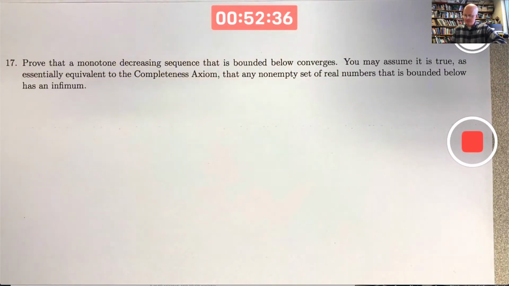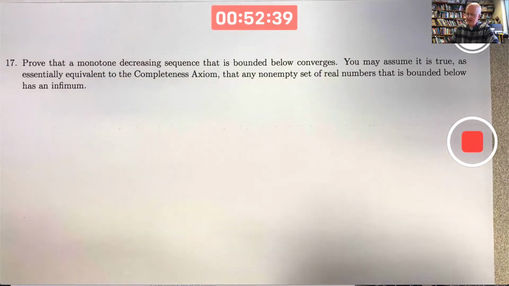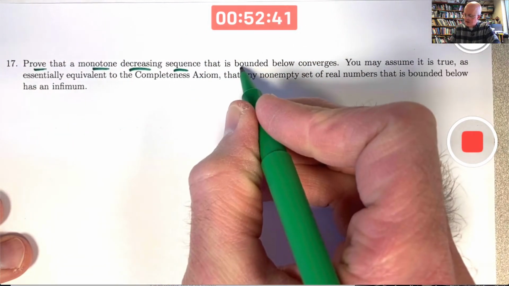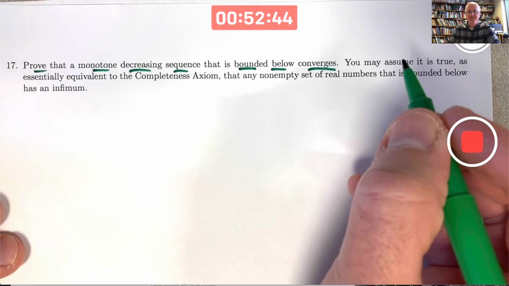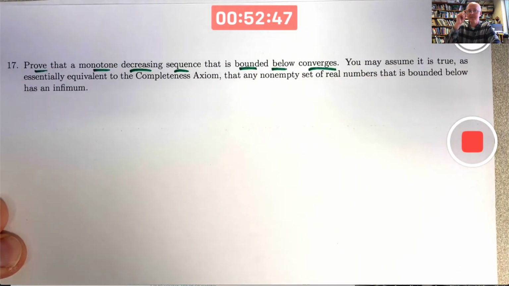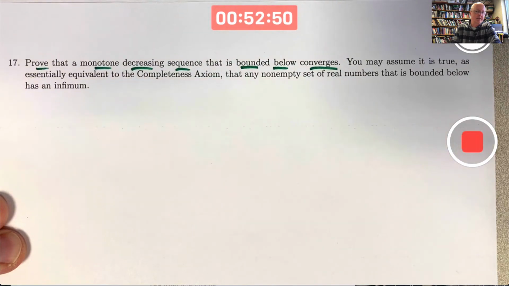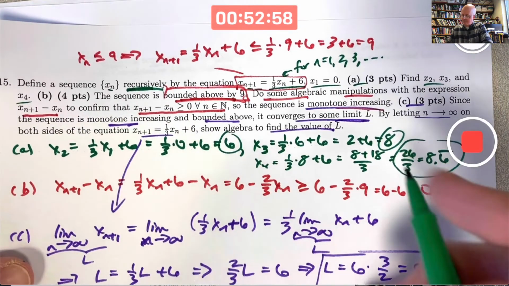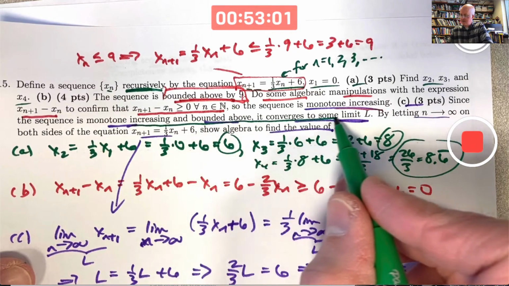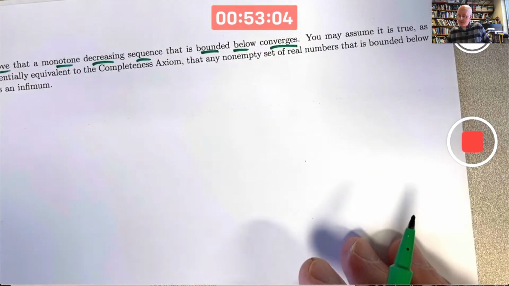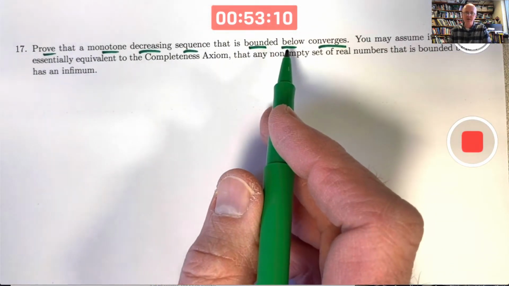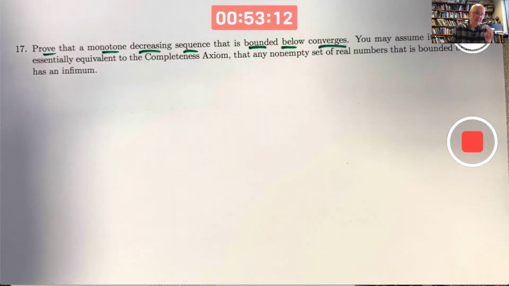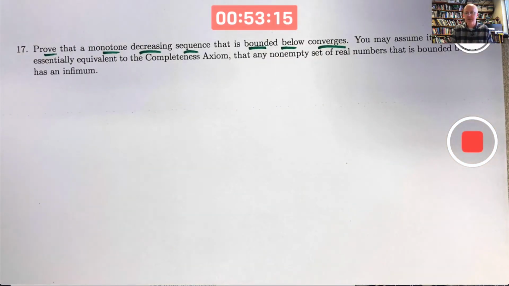Two more problems. 17 says, prove that a monotone decreasing sequence that is bounded below converges. There's a theorem that a monotone increasing sequence that is bounded above converges. In fact, that's what we were talking about in number 15 with the recursive sequence. Right here. It's a theorem, really, in the textbook I use, Russell Gordon's text. There's no theorem that says a monotone decreasing sequence that's bounded below converges, but it really is a theorem still, proving it's the same level of difficulty.